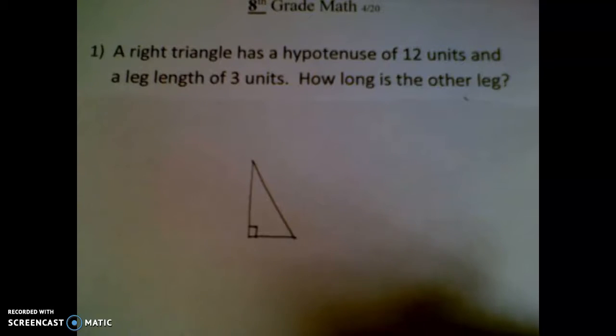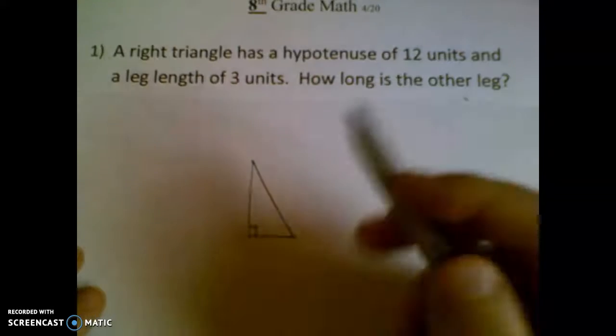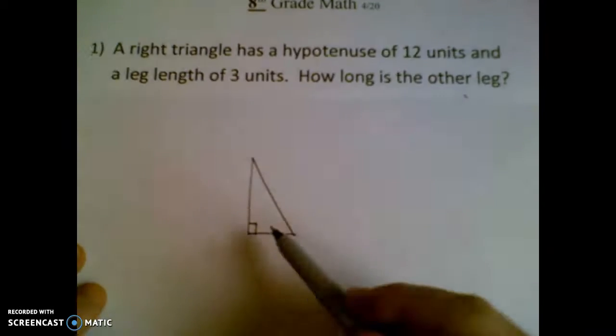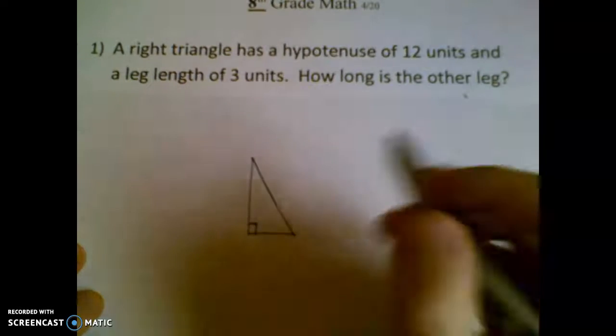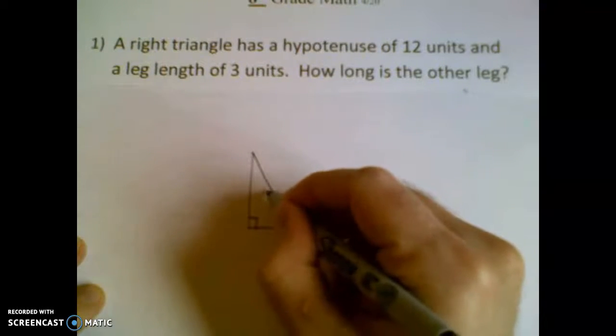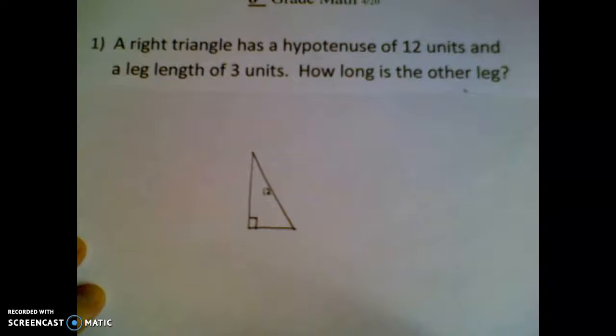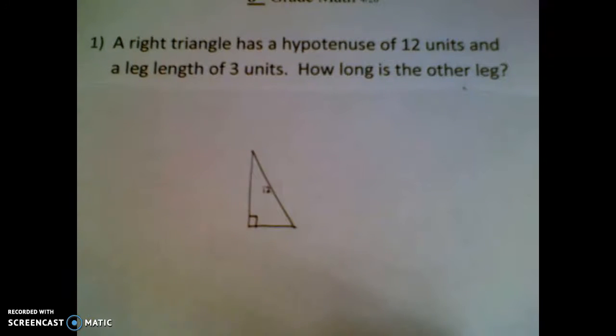Here are the answers to the warm-ups on April 20th. So problem 1, it's a right triangle. I drew a generic right triangle. I said the hypotenuse is 12 units. Hypotenuse refers to the longest side of our triangle. And the leg length is 3 units.